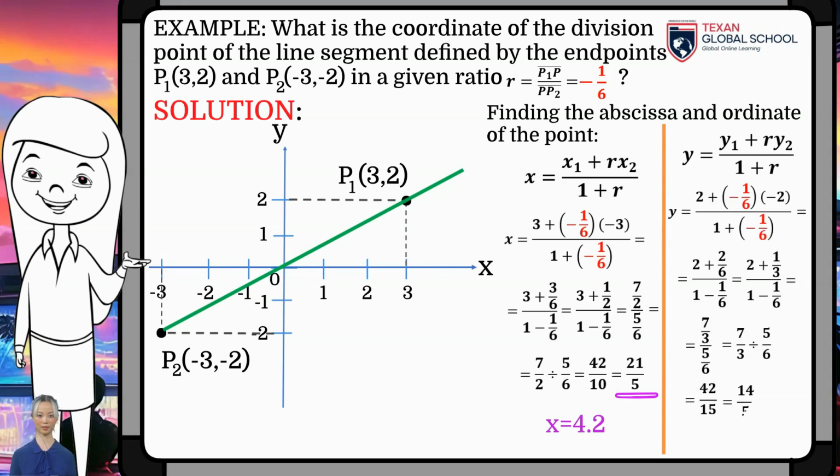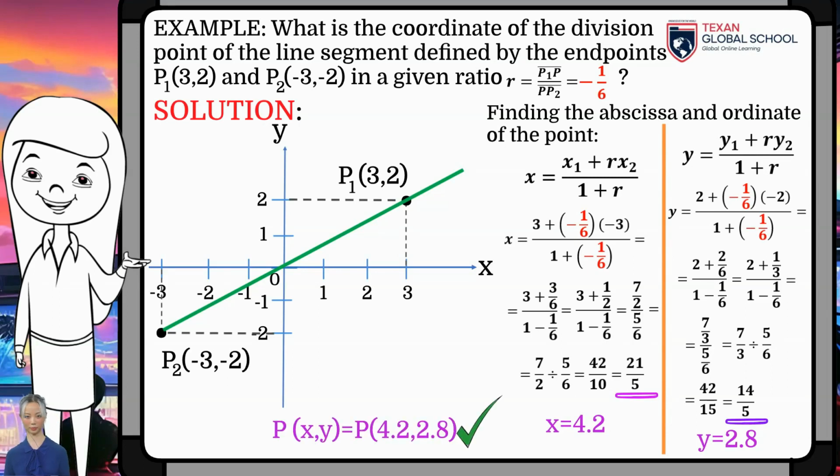Repeat the process but now to find the ordinate. Substitute y1 equal to 2, the given ratio equal to -1/6, and y2 as -2. Hence, we obtain the point P with coordinates 21/5 or 4.2, 14/5 or 2.8. By plotting the point, we can see that, since the ratio is negative, the coordinate lies outside the segment but on the same line.